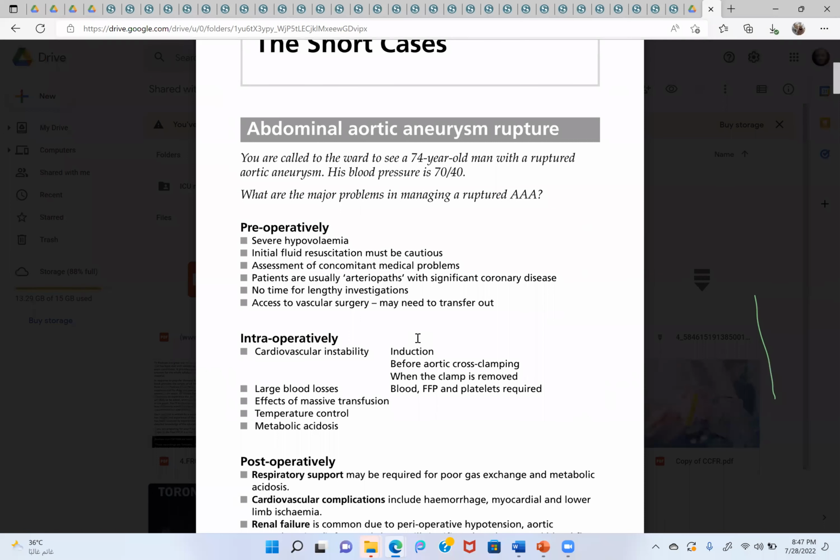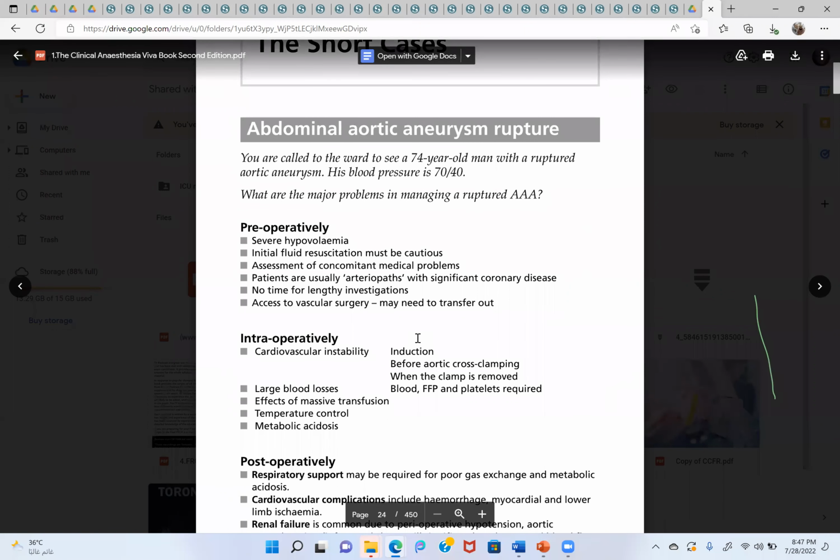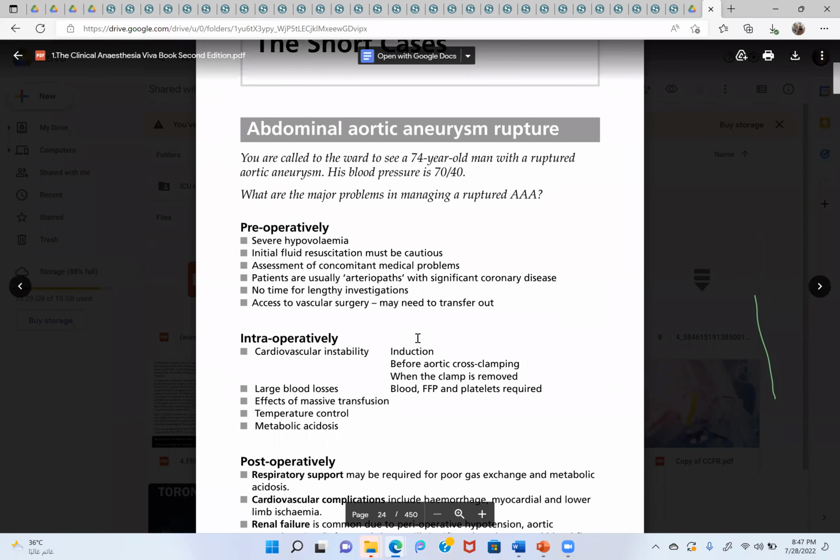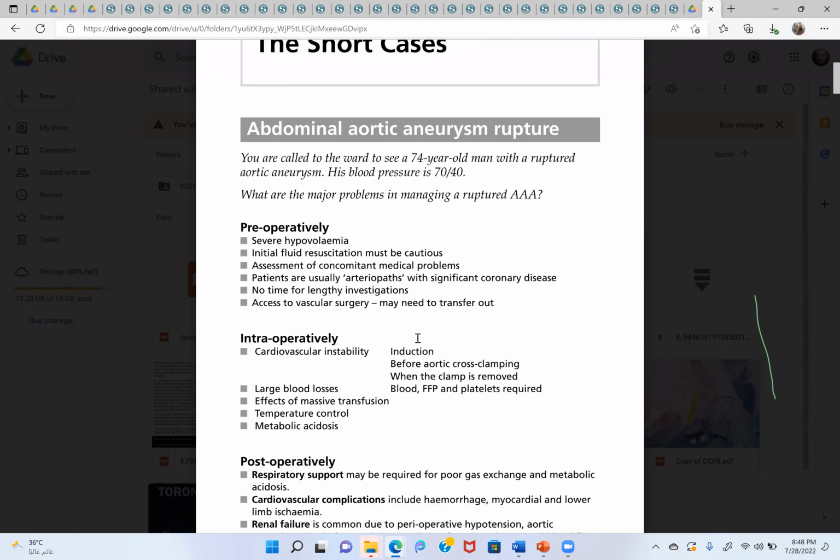Okay. So what are the major problems managing a ruptured aortic aneurysm? So preoperatively, there will be severe hypovolemia, and fluid resuscitation must be cautious. Why? Because this will lead to the lethal triad. You will be doing damage control resuscitation, with quick assessment and monitoring. I will try to recall what thing we missed. If it is possible to have TEE, it can also help.